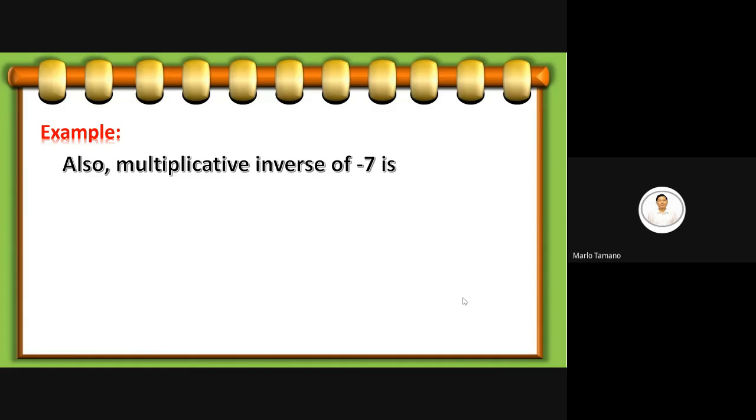Okay. So we have here another example. Also, the multiplicative inverse of negative 7 is negative 1 over 7. Okay? Hence, negative 7 times 1 over negative 7 is equal to positive 1. Why? Because negative 7 times 1 is negative 7, divided by negative 7 is equal to positive 1. Okay po?